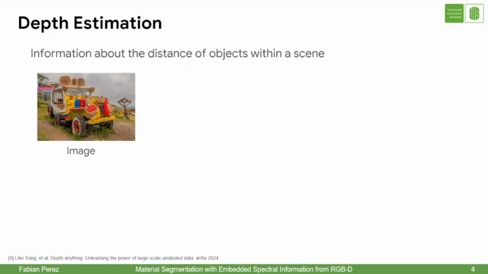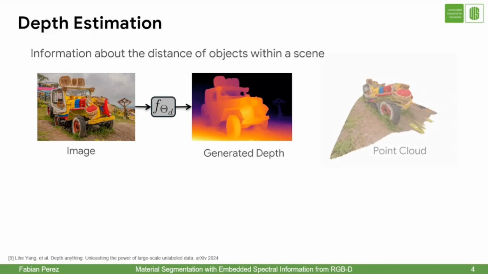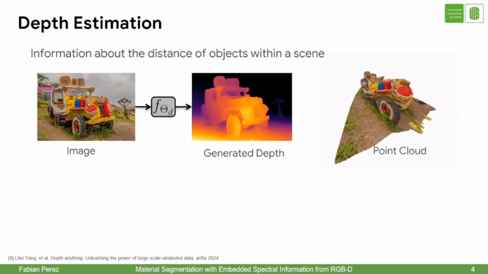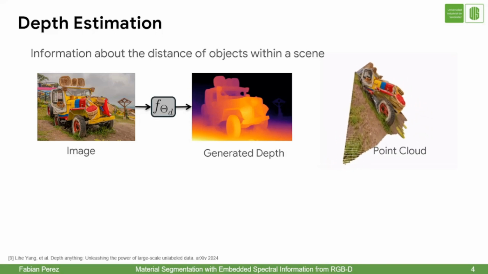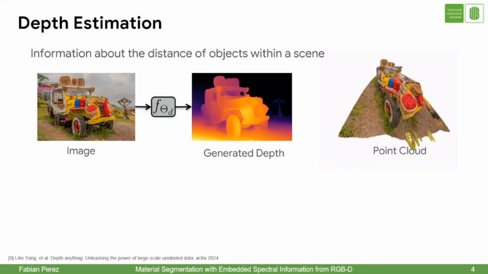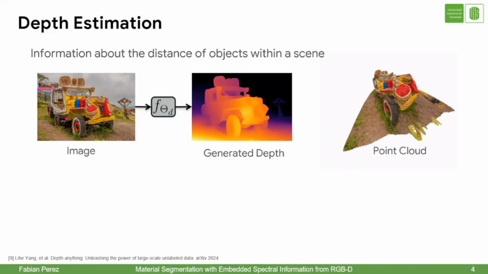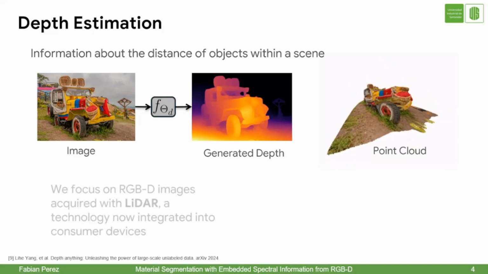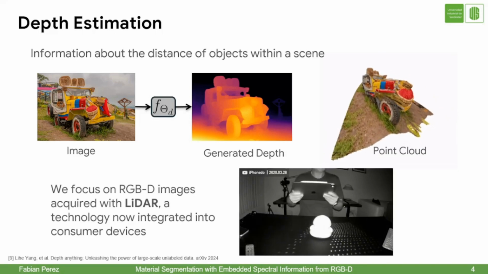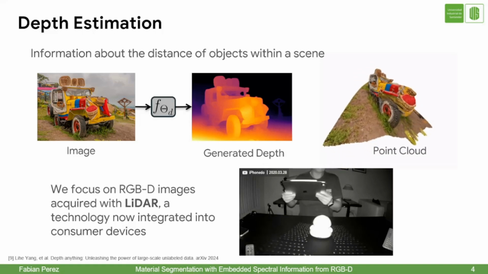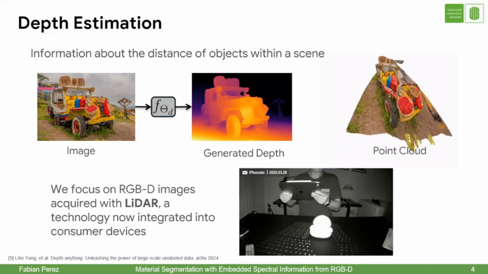Depth images provide information about the distance of objects within a scene. Using advanced neural networks, we can now generate depth data from a standard RGB image and also calculate point clouds. This capability is particularly important for adding depth to datasets that initially lack this dimension. In this work, we focus on utilizing RGB-D images acquired with LiDAR, a technology now integrated into consumer devices.